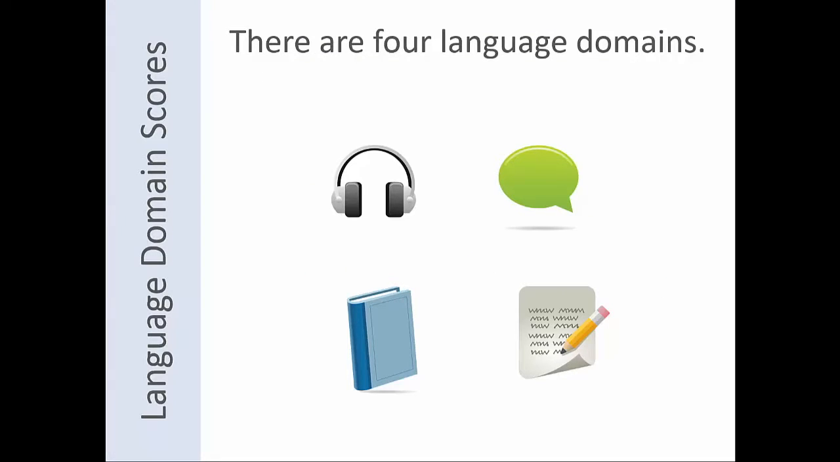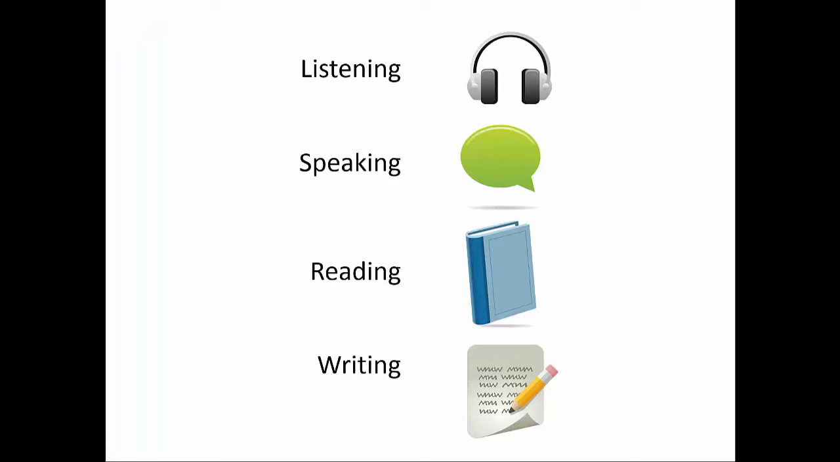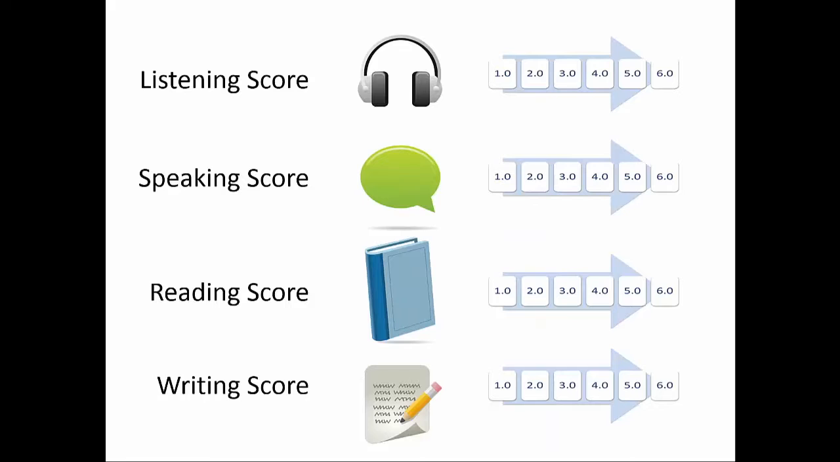Scores from WIDA Screener are reported in different ways. One way they are reported is by the language domain. The 4 language domains are listening, speaking, reading, and writing. For each of the 4 language domains, students will receive a score ranging from 1.0 to 6.0.